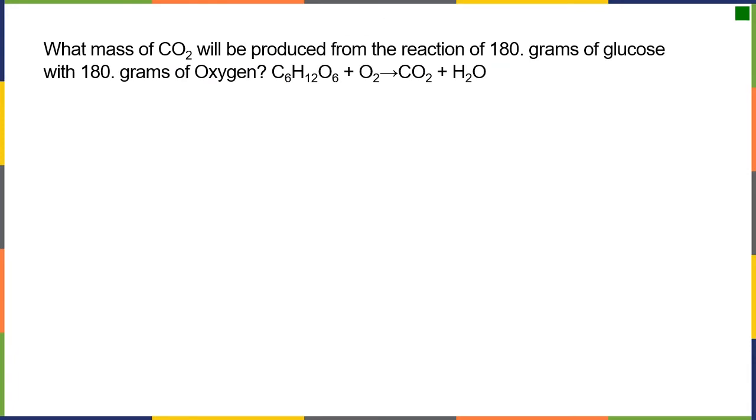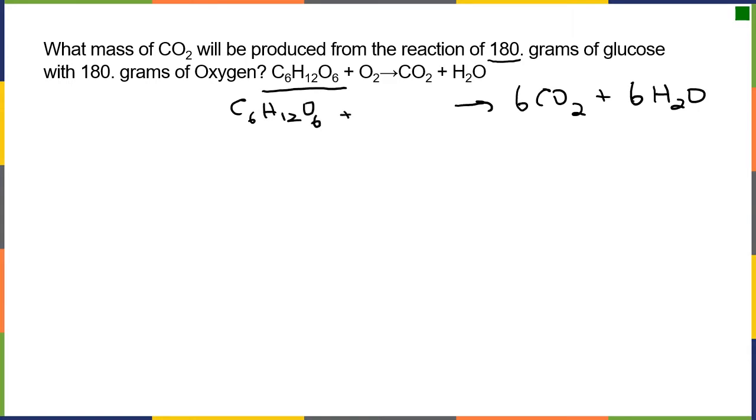What mass of CO2 will be produced from the reaction of 180 grams of glucose with 180 grams of oxygen? So let's balance this sucker. C6H12O6. Well, we know that we're going to make 6 carbons, so that's going to be 6 carbon dioxides. We have 12 hydrogens, and they're coming in packages of 2 in the water, so 12 over 2 is 6 H2Os.